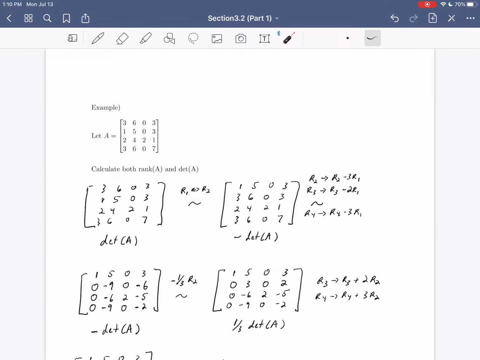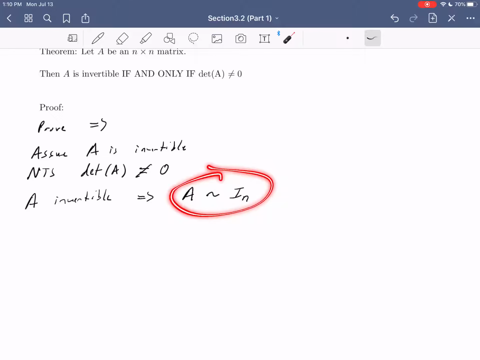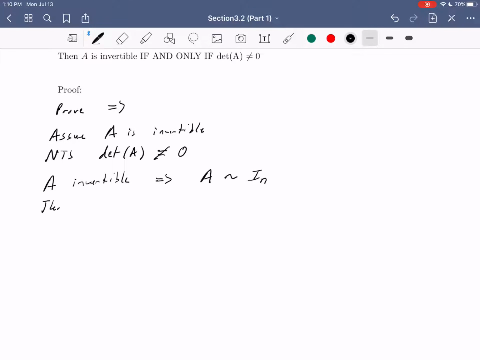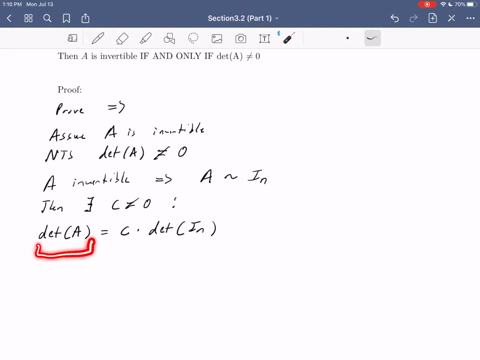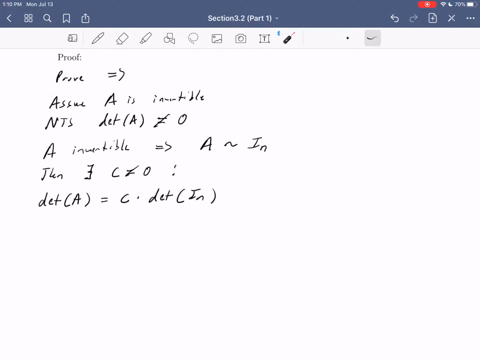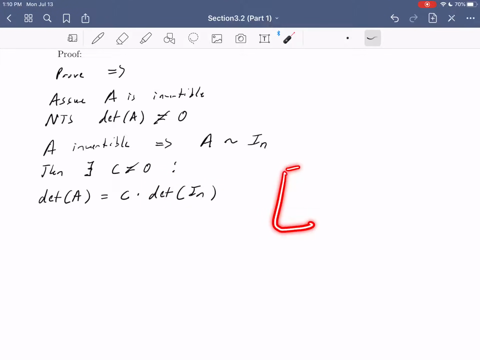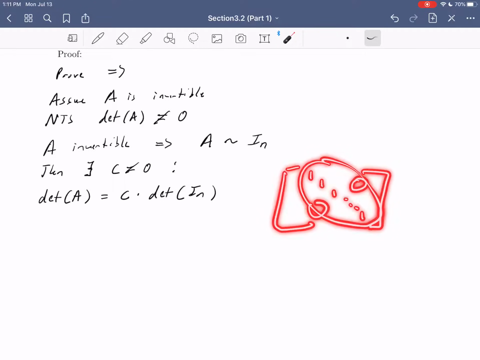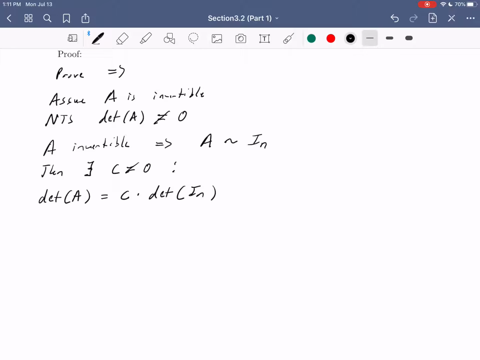So what that means for us here is that if A is row equivalent to I_n, then there exists some C not equal to 0 such that the determinant of A is equal to C times the determinant of the identity. So in other words, there's some non-zero constant that relates the determinant of A to the determinant of the identity. What is the determinant of the identity? Well, the identity matrix is a bunch of 1s on the diagonal and 0s elsewhere. That means it's a diagonal matrix with all 1s on the diagonal. By our very first theorem, that means that the determinant of the identity matrix is 1 times 1 times 1, all n times, which of course is just 1.